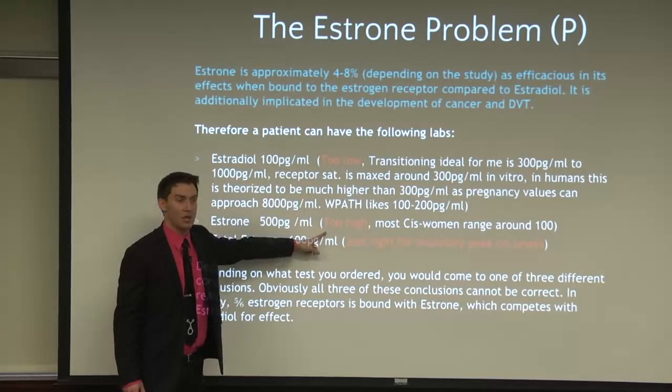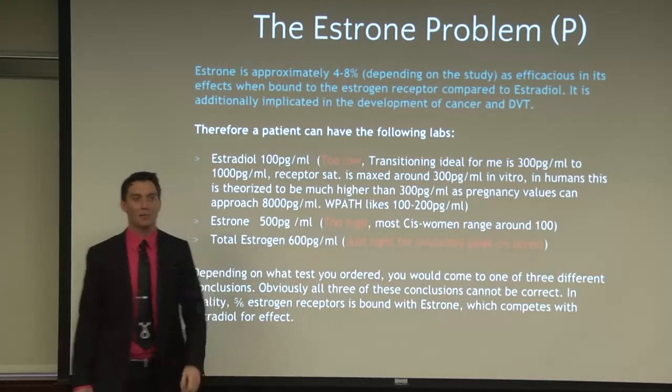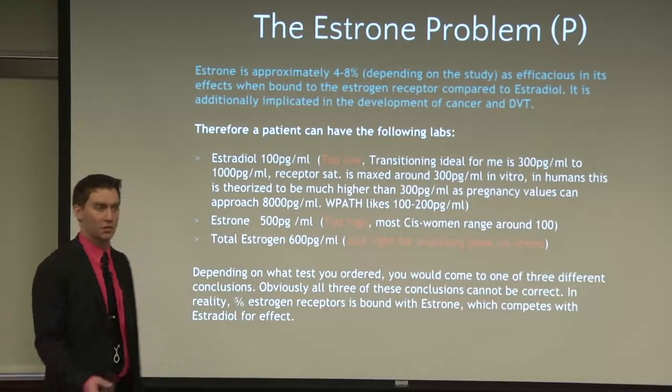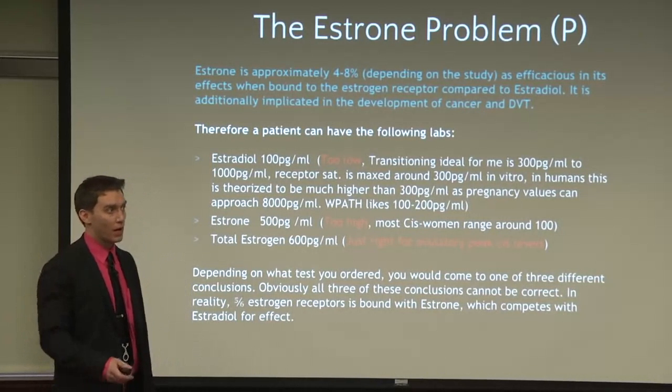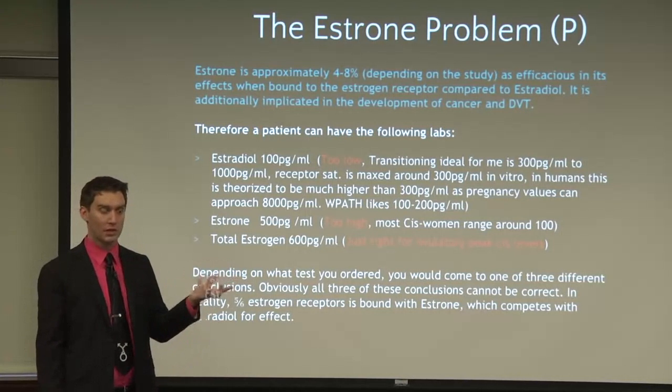Oh, nope, you have too much. I have to decrease your dose. Oh, nope, here's your total estrogen. This is pretty much peak ovulatory levels. This is fine. Depending on which lab you ordered and how you looked at this patient, you would come to the wrong conclusion. Which is why my whole point is estrone is a key component that you need to measure when you're looking at this.